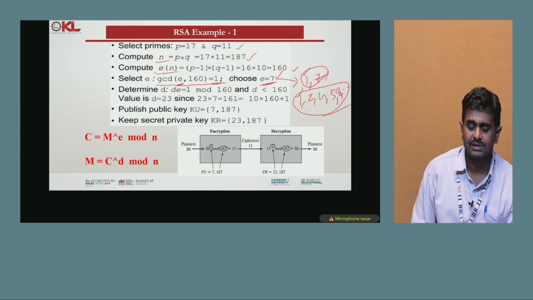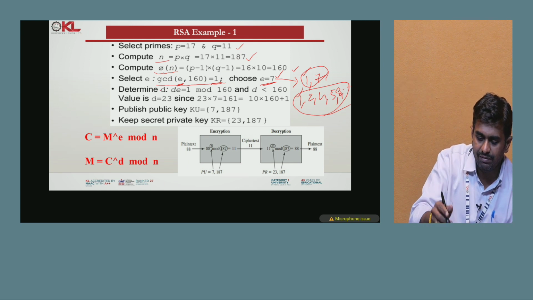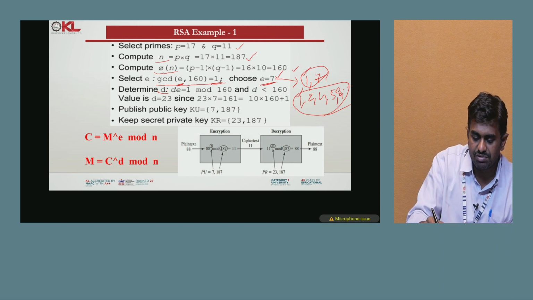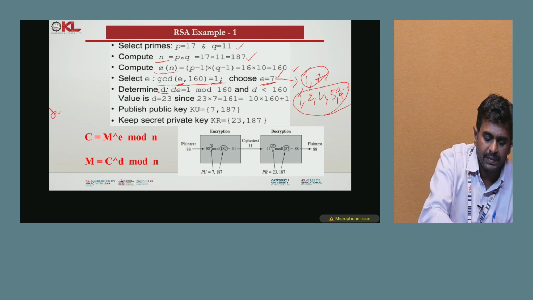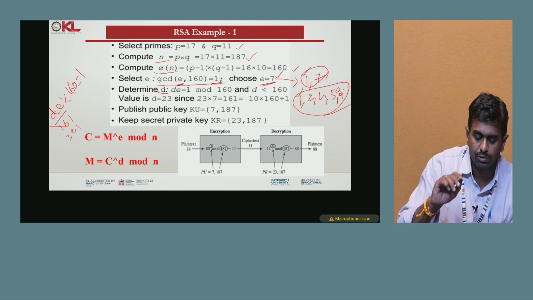What is the E value? 7. Now we come to calculating the D value. The formula is D into E mod 160, where 160 is the phi n value, equals 1. For this we need to get a value such as 161 or 321, any such value.